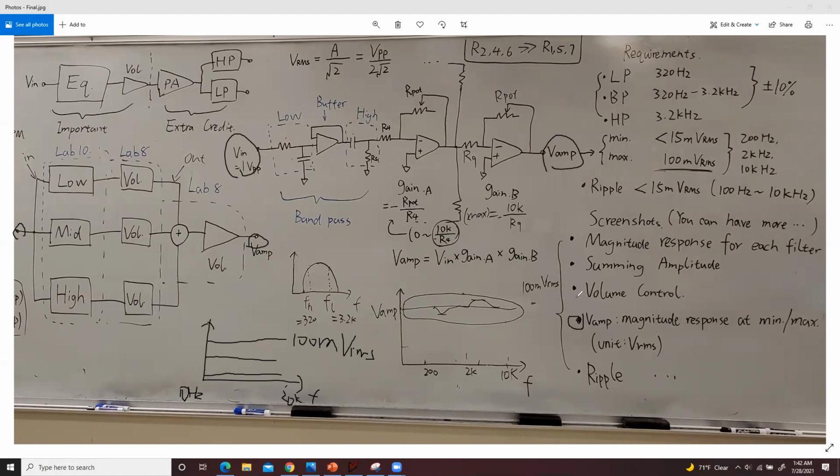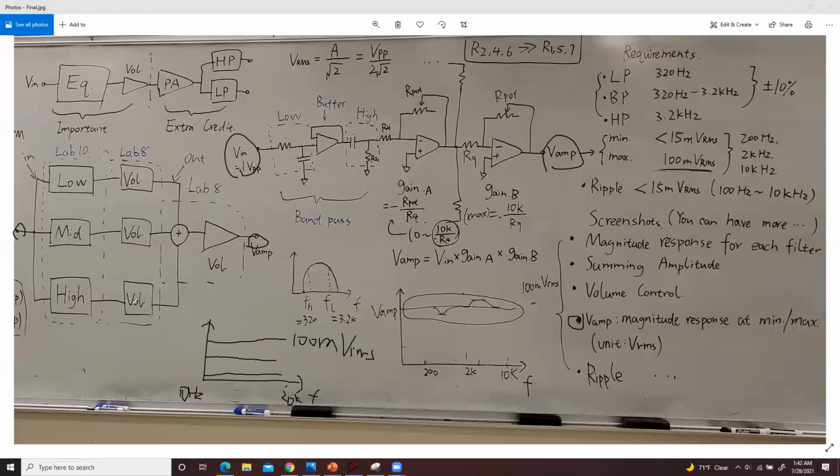Okay, and also, actually this part I already mentioned, but I'll go over this part again. So the screenshots you need to include in your lab report. First of all, the magnitude response for each filter. As I mentioned, when you test each individual circuit, you want to make sure you have a screenshot. Also you have a screenshot for the summing amplifier, and then a screenshot for volume control.